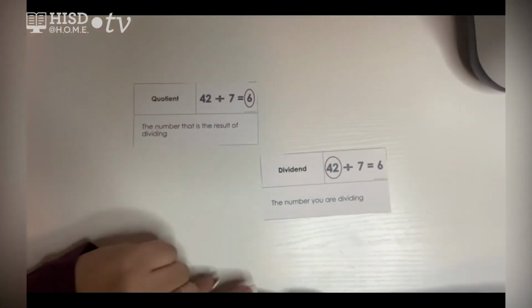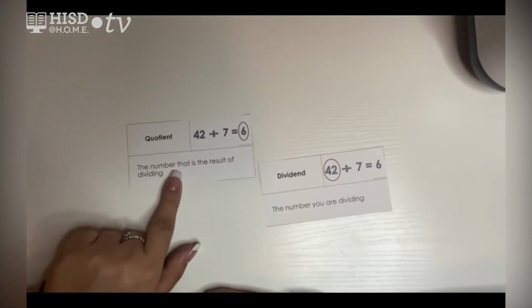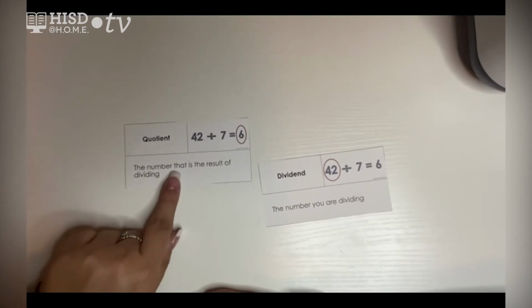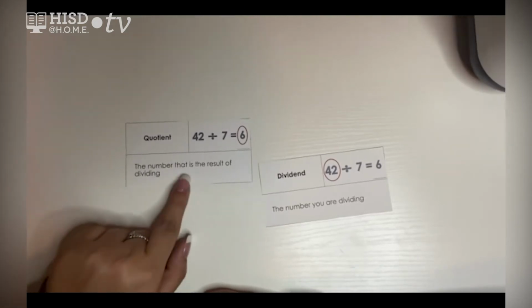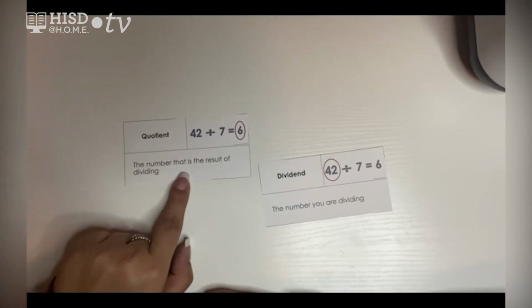Next word is quotient. This is really important. Remember in multiplication when we discussed product? Well, in division, this is just like the product. It's the quotient. This is the result of dividing. Remember in multiplication, the product is the result of multiplying, like the answer, right? So in division, when we want to explain the answer or the result of dividing, we go ahead and say quotient.